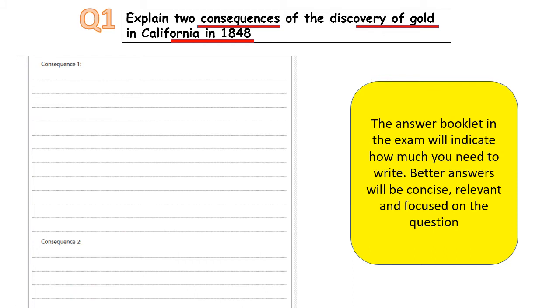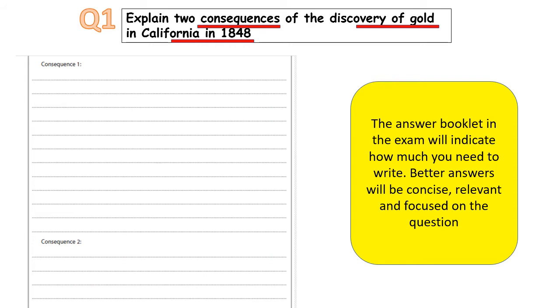Okay, this lesson focuses on the consequence question, and this is question 1 on the paper. So in this example on screen, we've got: explain 2 consequences of the discovery of gold in California in 1848. So I'd just like you to copy that question down. Obviously, you might need to pause the video whilst you do that.